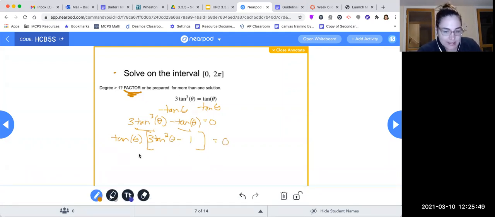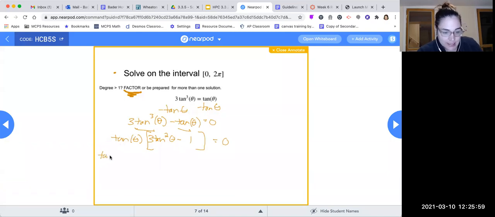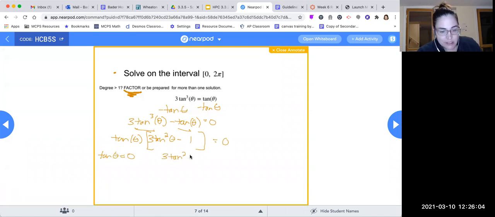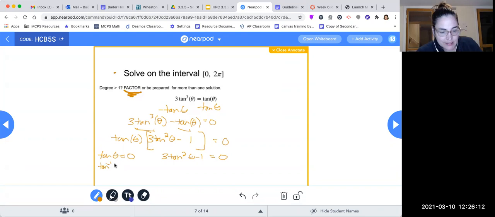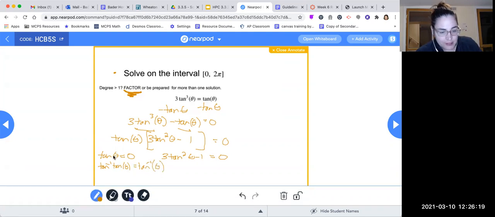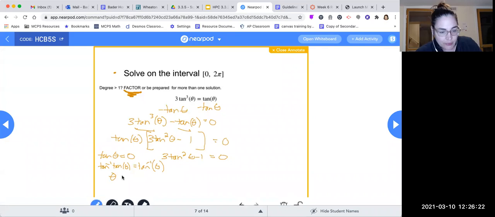Okay, now I can set both factors equal to 0, right? Because if this times this is 0, then this has to be 0, or this has to be 0. So let me set tangent of theta equal to 0, and let me set 3 tangent squared of theta minus 1 equal to 0, right? So if I take the inverse tangent of both sides for this equation here, that gives me theta equals inverse tangent of 0.